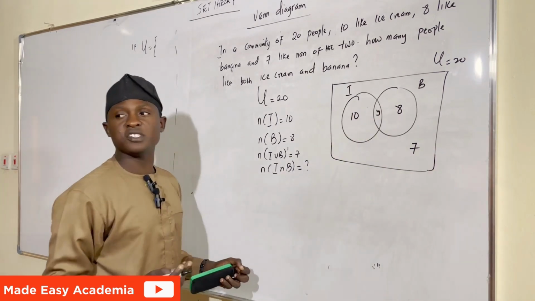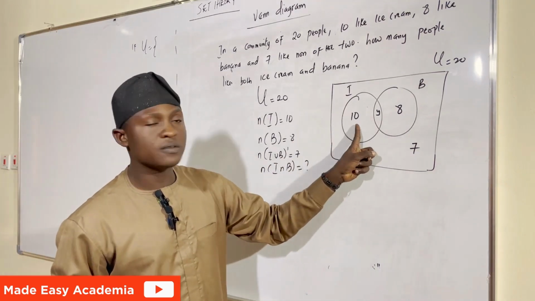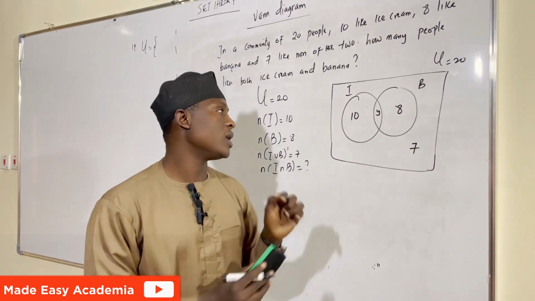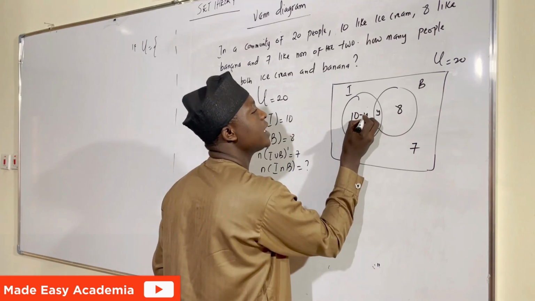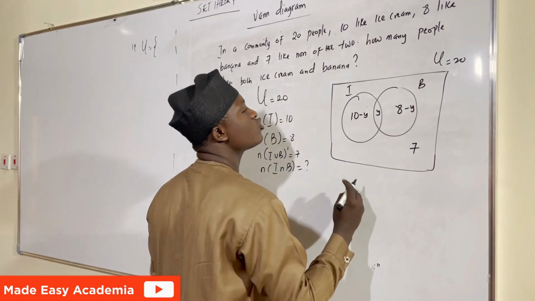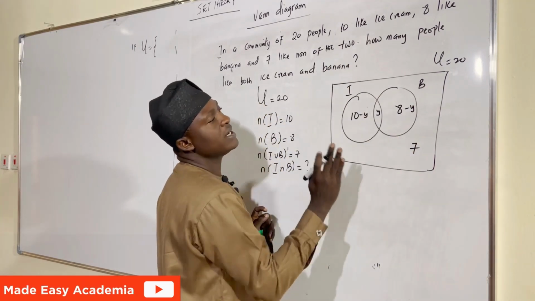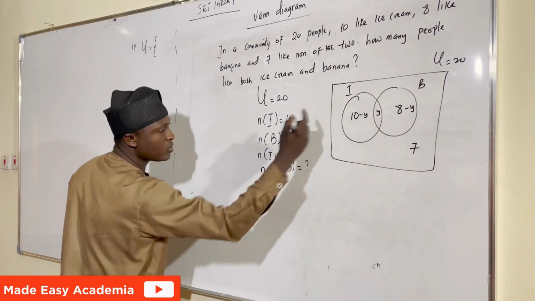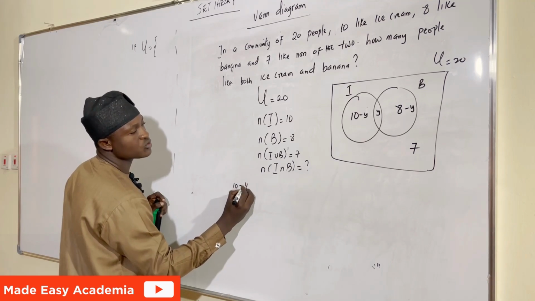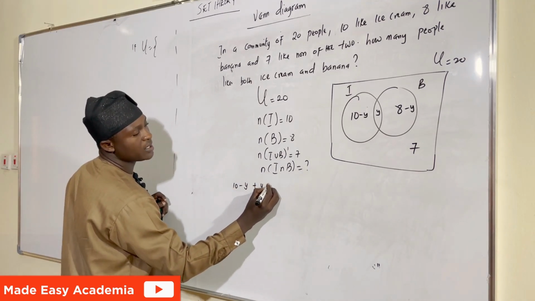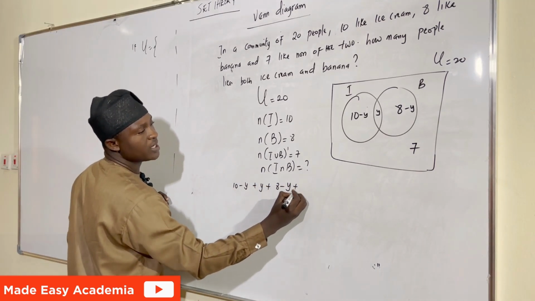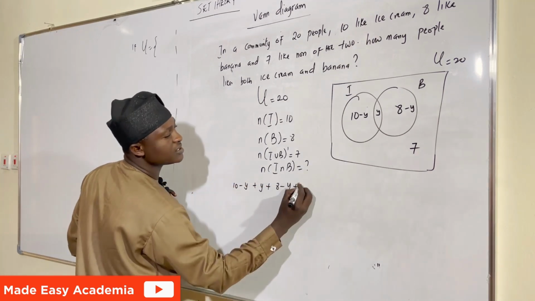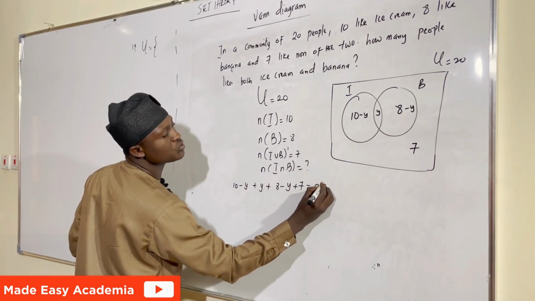Remember the first step I mentioned earlier? We subtract Y from the first one and from the second one. That means I can have this one to be 10 minus Y and 8 minus Y. We add all these values together and equate it to 20. So from the first one, we have 10 minus Y plus Y plus 8 minus Y, plus the one we have outside, which is 7. Everything is equal to 20.